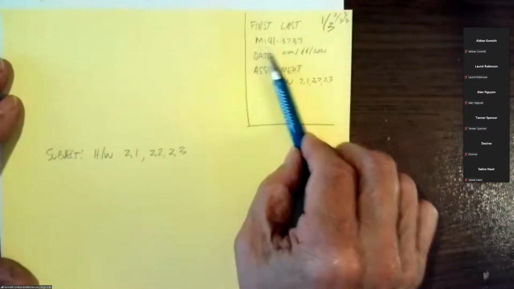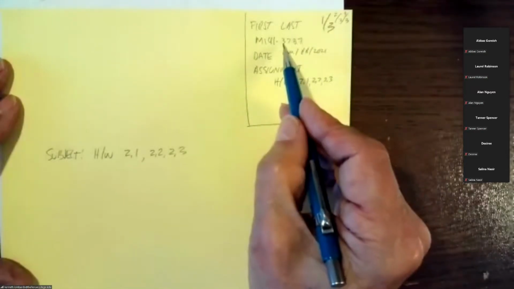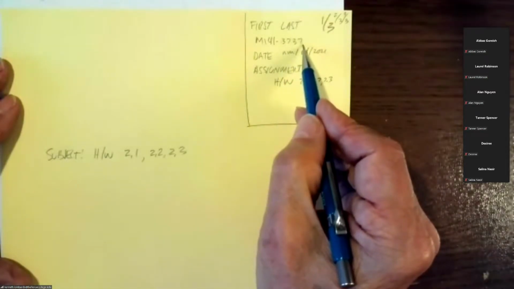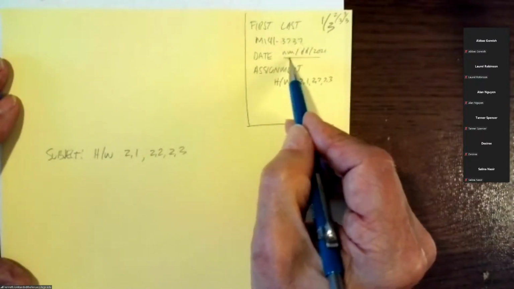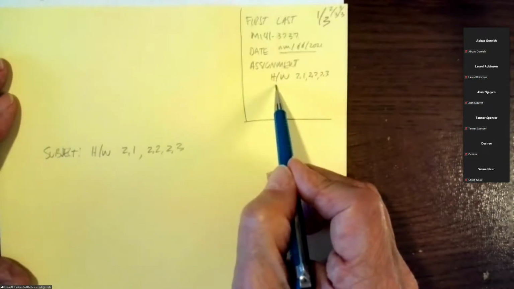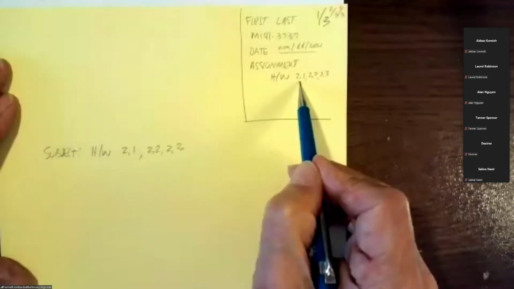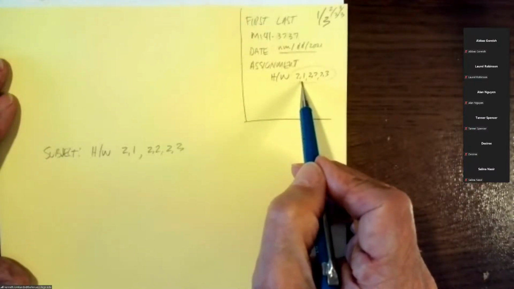And then this is Math 141, and I have more than one section. So please put your section number, which is 3737, and then put the date that you're turning in your homework, month, day, year, and then what assignment homework this is, what sections. If it's section 2.1, 2.2, 2.3, put that there so I know what I'm looking for.